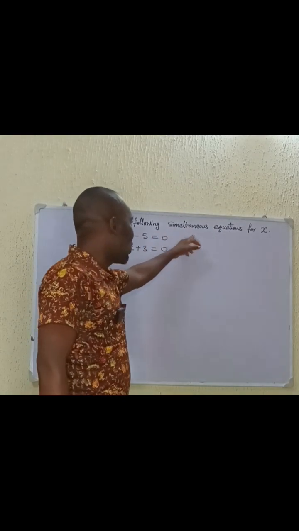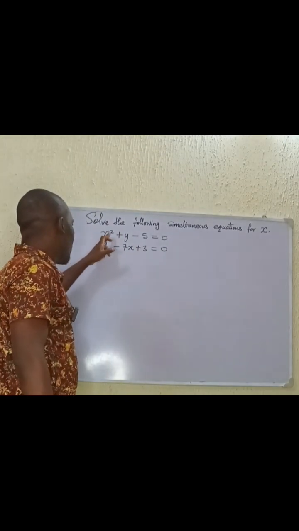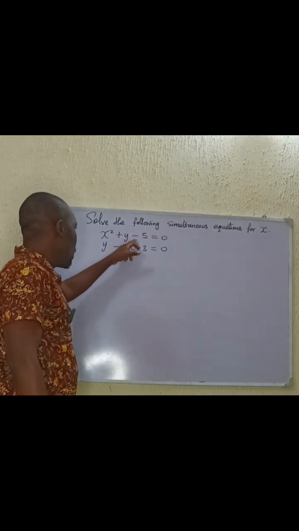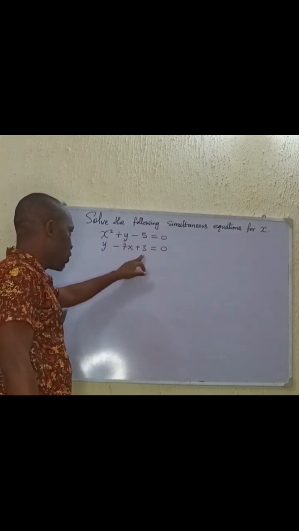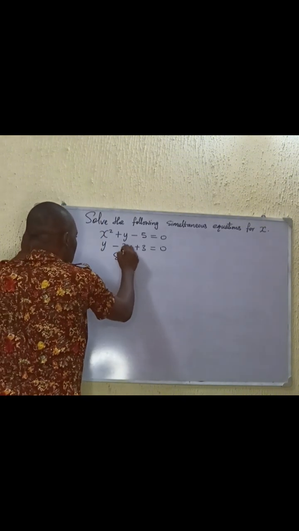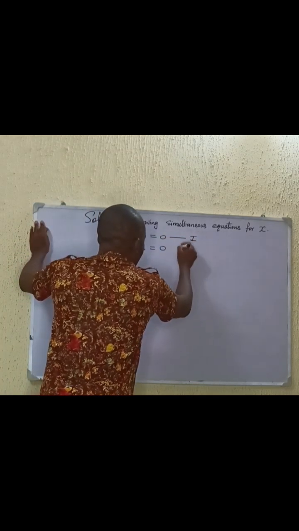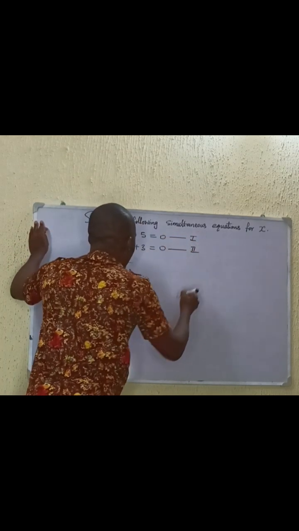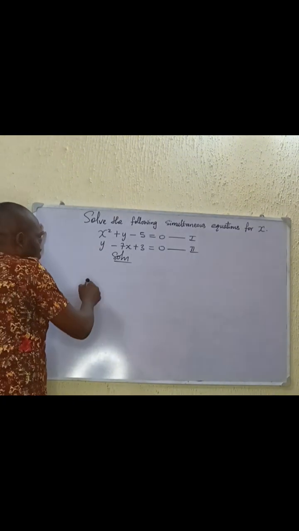Solve the following simultaneous equations for x. x squared plus y minus 5 is equal to 0, and y minus 7x plus 3 is equal to 0. Solution. You can call this equation 1, call this equation 2. Now let's use a substitution method here.